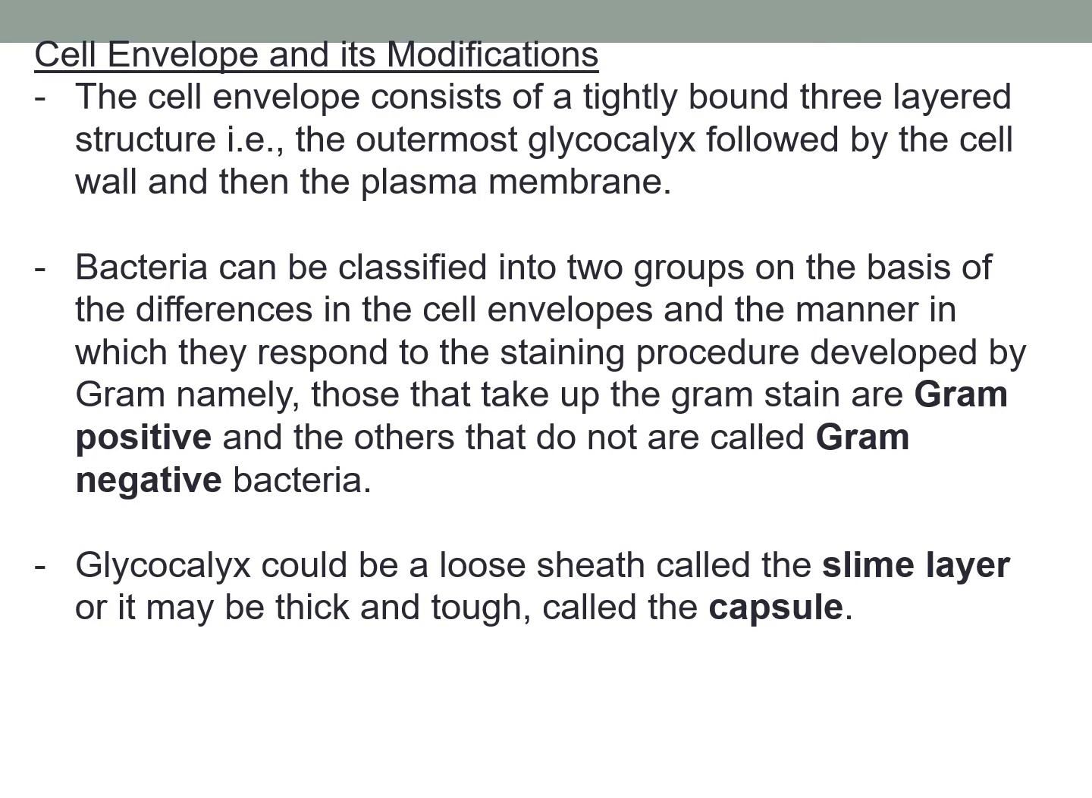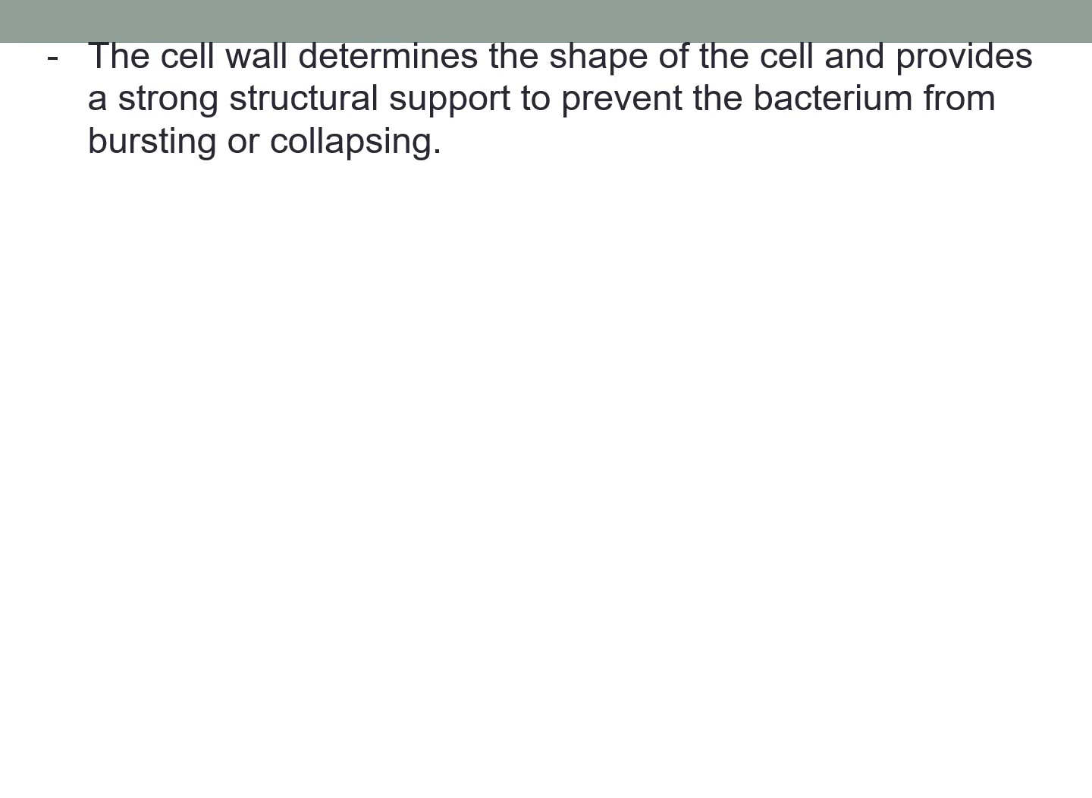Glycocalyx could be a loose sheath called the slime layer, or it may be thick and tough called the capsule. The cell wall determines the shape of the cell and provides a strong structural support to prevent the bacteria from bursting or collapsing. So the main function of the cell wall is that it gives shape to the cell, and it also gives a strong structural support.